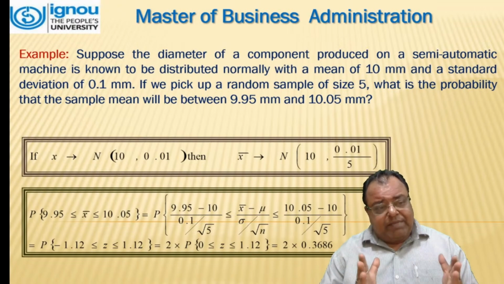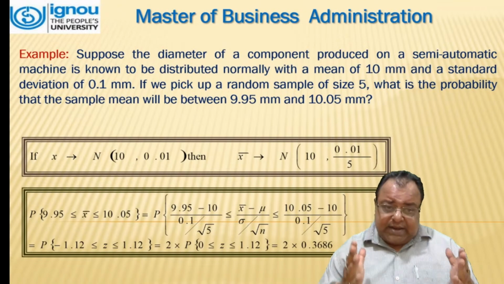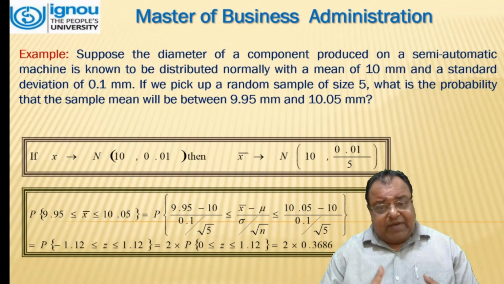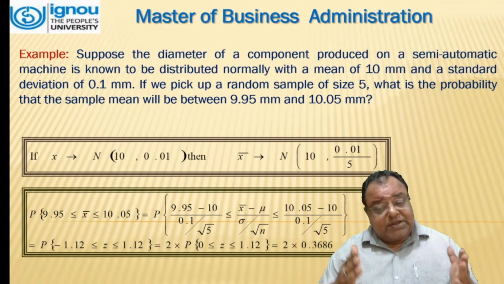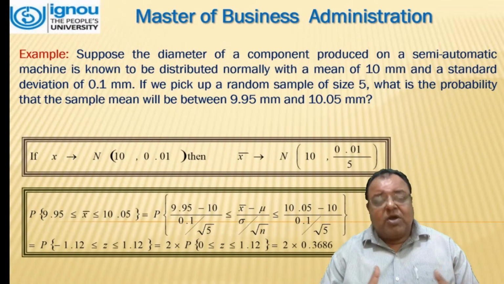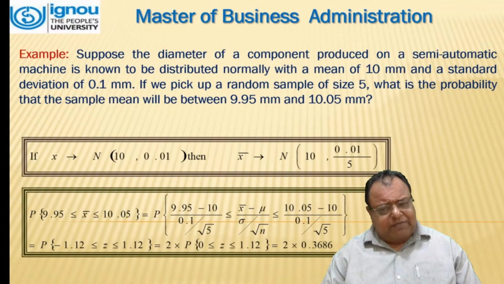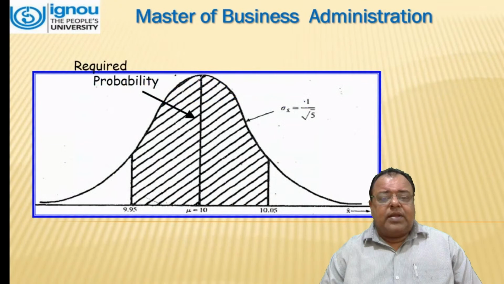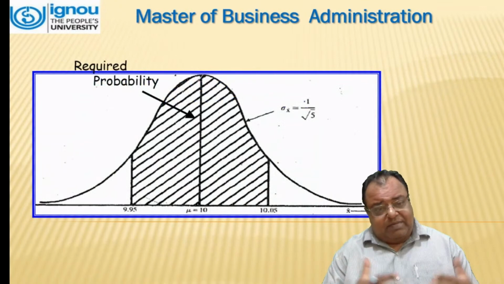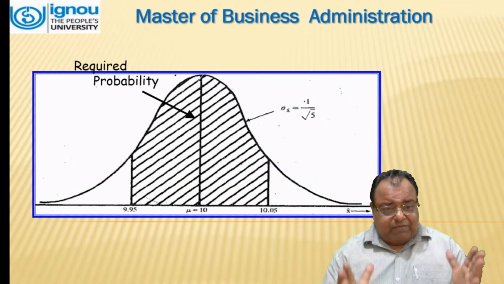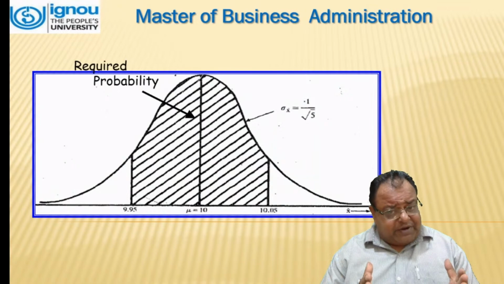We will multiply this value by 2 and we will get 0.7372. That means the probability that the sample mean will be between 9.95 and 10.05 is 0.7372, almost 73% or 74%. This is how it is drawn in respect of the normal distribution. You have to calculate the area of the shaded region.